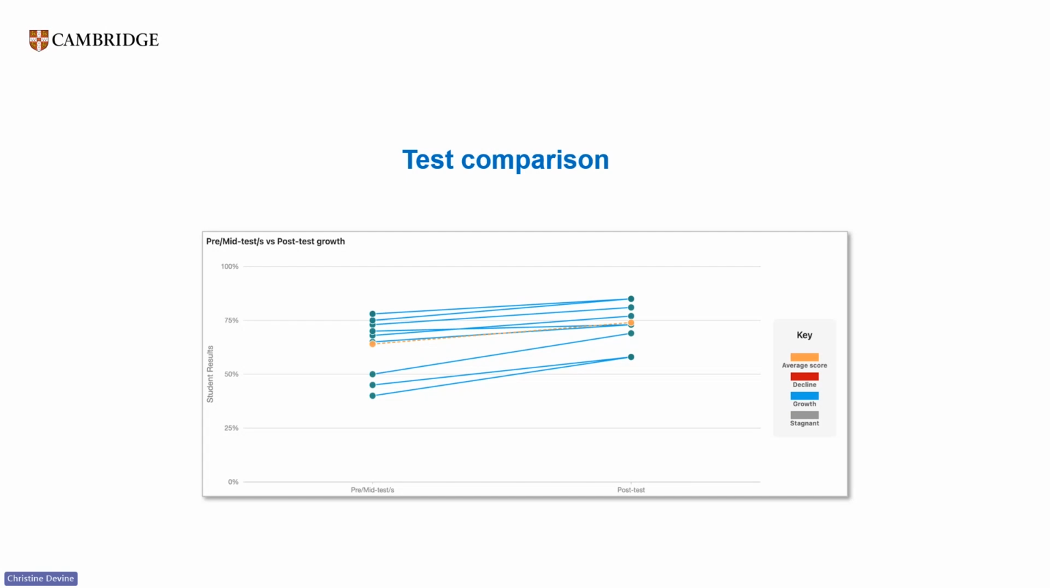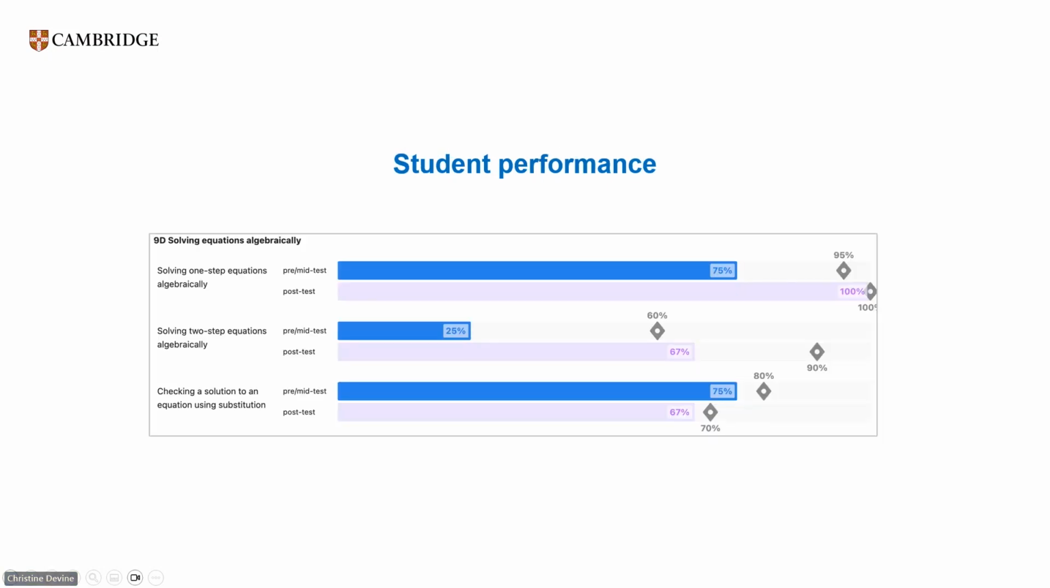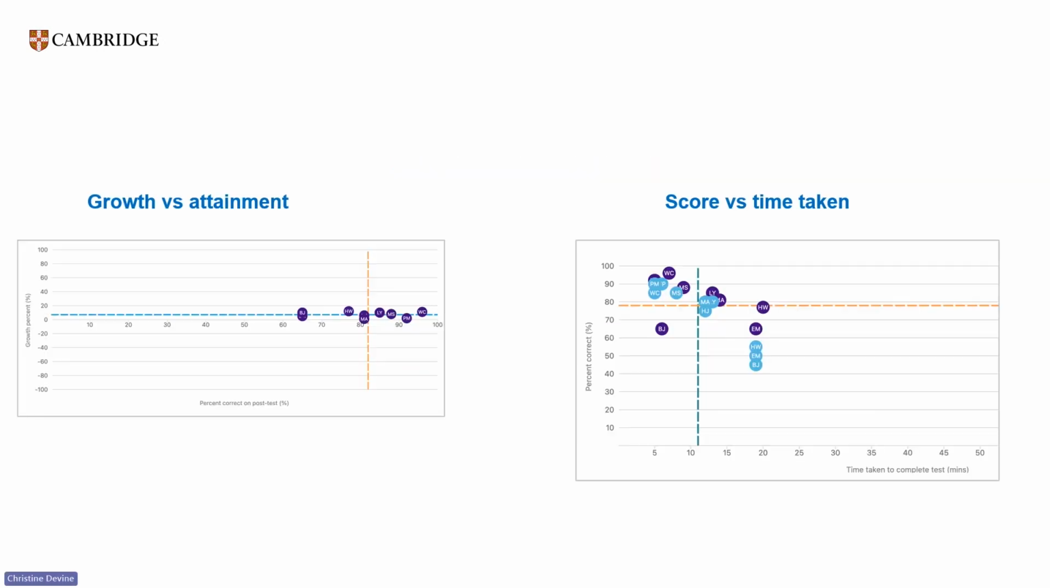Then you can run a test comparison report after your students have completed the post-test to view their growth. On this one, you can click on these dots and the students' names will pop up. This is also a great report, and you can use this for parent-teacher interviews to see individual student performance. You can also export the data set for these two reports. Each dot will represent the pre and post test.